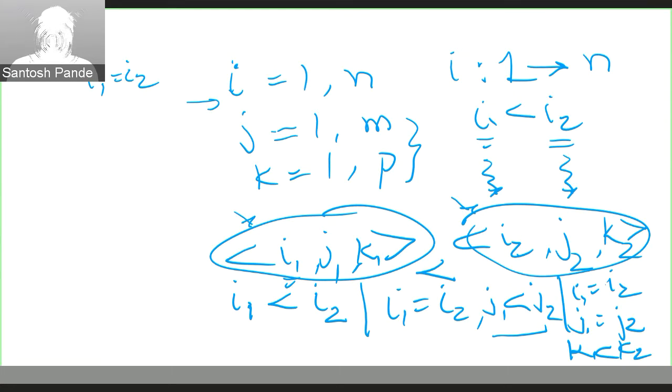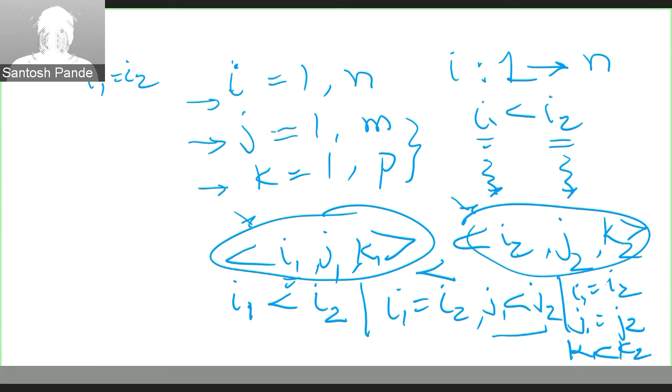The third possibility is, of course, I1 and J1, they are both held in the same loop iteration space. I1 is equal to I2, J1 is equal to J2. And obviously now the inner loop decides which iteration occurs before what. So if K1 is less than K2, then obviously this is the iteration vector order.